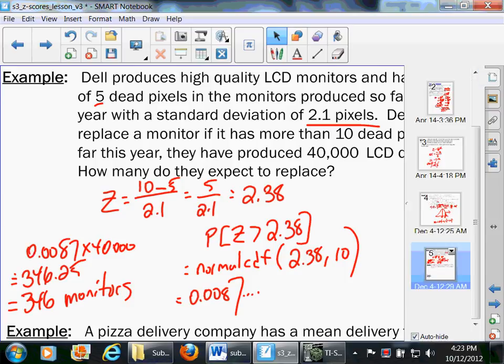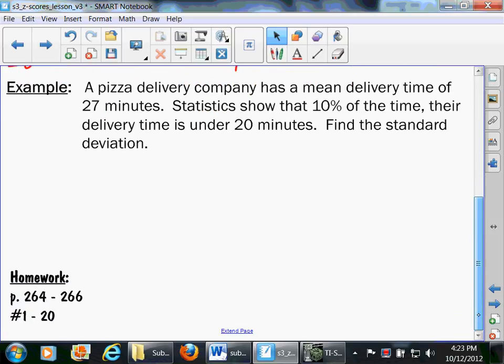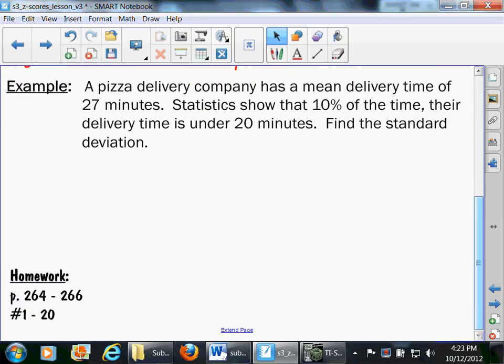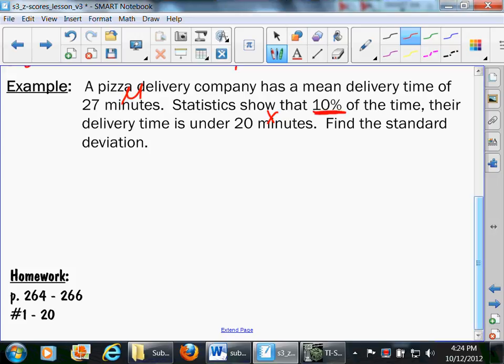Alright, last example. A pizza delivery company has a mean delivery time of 27 minutes. Statistics show that 10% of the time their delivery time is under 20 minutes. Find the standard deviation. So what we see here is for x equals 20, we know the mean's 27. We know that the probability is 10%. So in other words, we want to figure out what z-score has a probability of 10%.